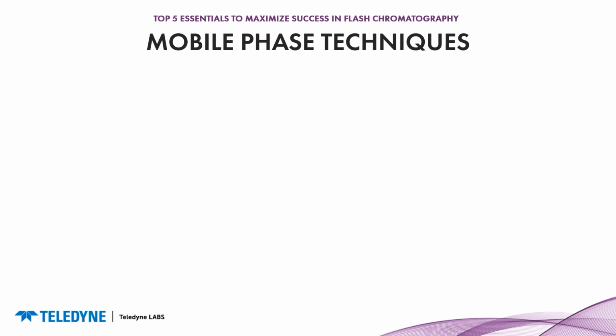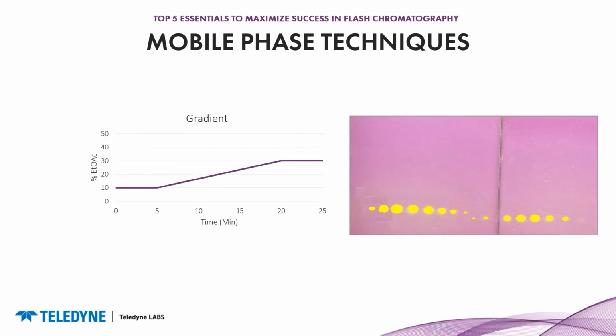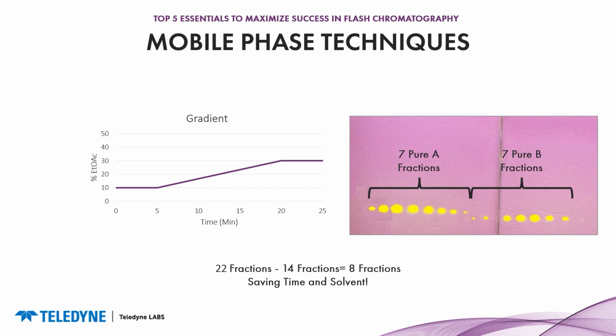But we can also run this on a gradient, and we can have a gradient going from 10 to 30% ethyl acetate over a course of 25 minutes. And in this case, we're also going to get pure fractions. But this time there's only 14 pure fractions compared to the 22 we saw previously on that isocratic run. So there's 8 fractions that we're saving. So we're saving time and we're saving solvent. So that's saving you money and time, which is what we're looking for. This is what we're doing to maximize success in flash chromatography.